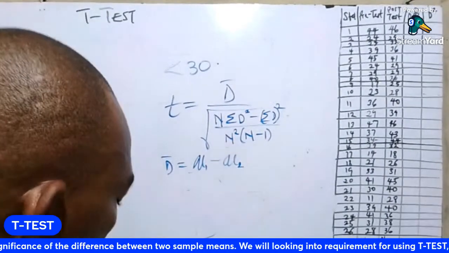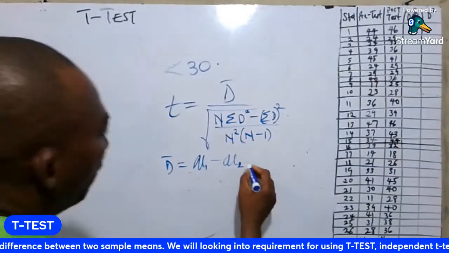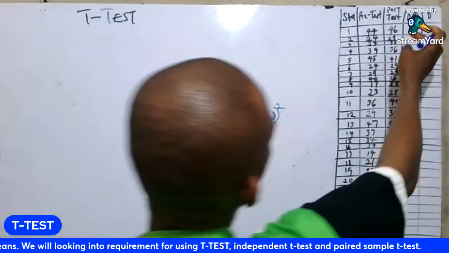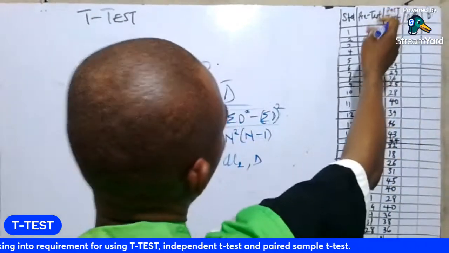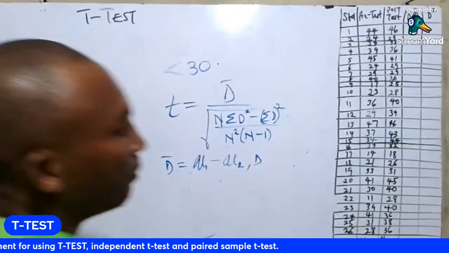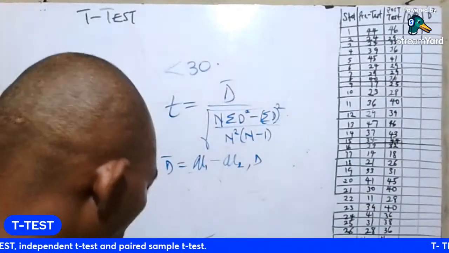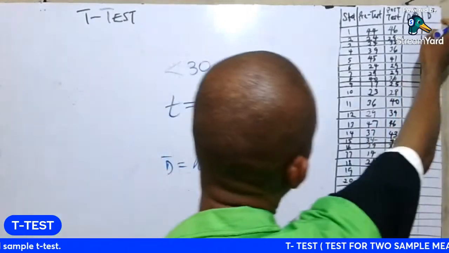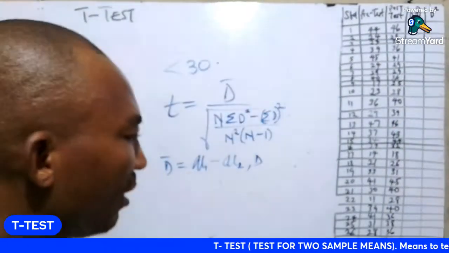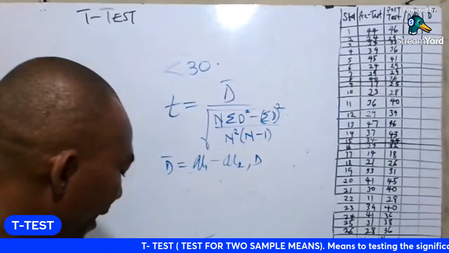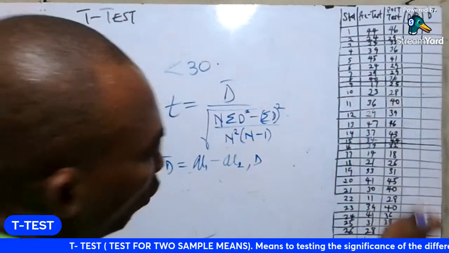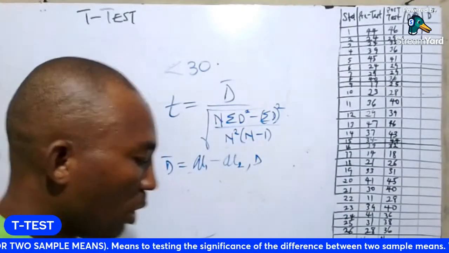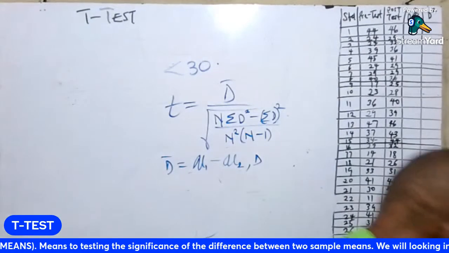So let's move on now. The D itself, the D you are seeing here, is talking about the difference between the pre-test and the post-test. Then this square is just for you to square the values of D here. Then you look for the summation D square and put everything into the formula.